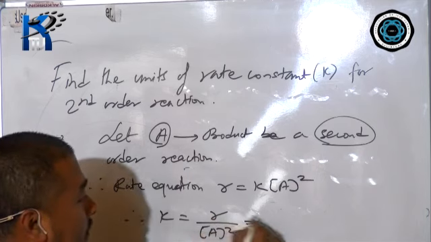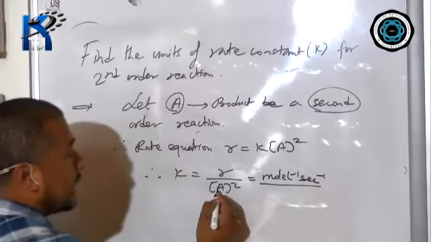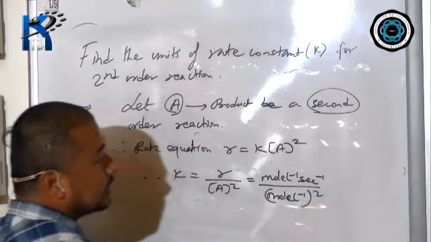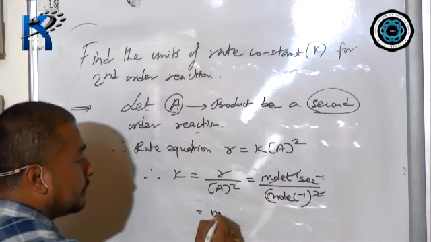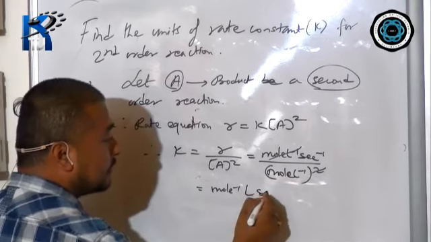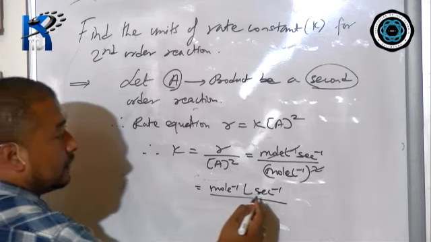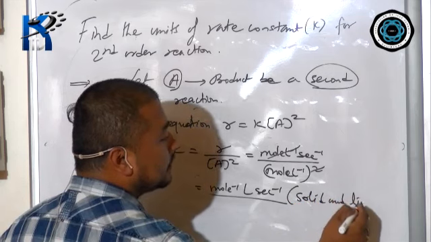And you know that the unit of rate for solid liquid is this much. And for concentration is mole liter inverse whole square. So this and this will get cancelled. Now if mole goes up, it becomes mole inverse. If liter inverse goes up, it becomes liter, and second inverse is up only. And this will be the unit of rate constant for second order reaction for solid and liquid reactant and product.